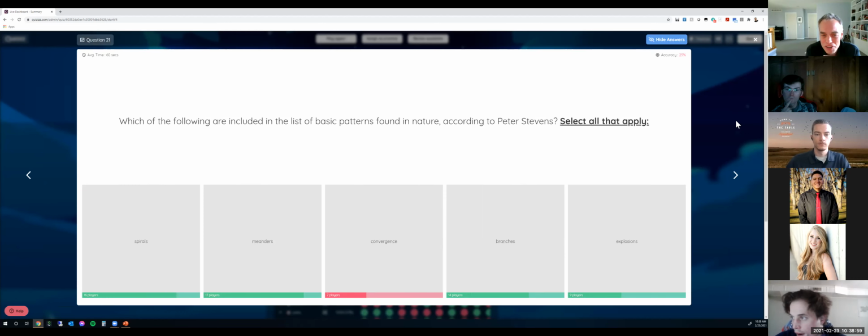Which of the following are included in the list of basic patterns found in nature according to Peter Stevens? So that was the author who identified these natural types of patterns that we talked about in, I think it was the second lecture, and select all that apply. So in this case, the correct answers were spirals, meanders, branches, and explosions. Convergence was not one of the types of patterns, although you could think of a convergence as being the inverse of a branching pattern, but they're basically the same thing.